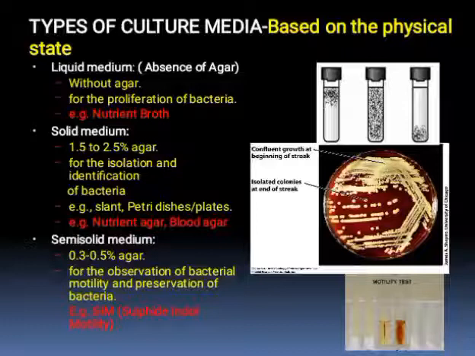Number 2. Solid medium. In solid medium there is 1.5 to 2.5% agar. It is used for the isolation and identification of bacteria. Examples of solid medium are slants, petri dishes, plates, nutrient agar, blood agar.